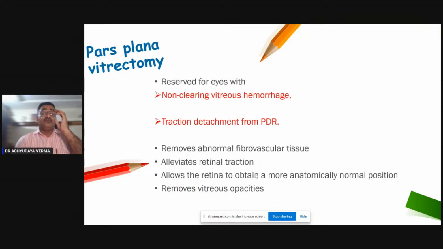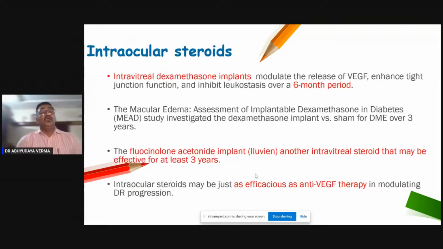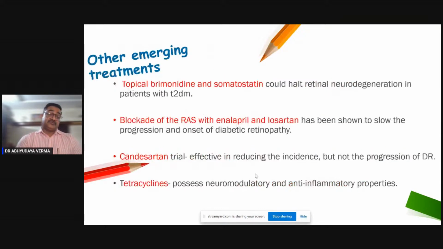Then we have pars plana vitrectomy also. It is reserved for people who have non-clearing vitreous hemorrhage and traction detachment from the proliferative retinopathy. Then we have, as I said, intraocular steroids also. Other emerging treatments, yes, this is good: topical brimonidine and somatostatin, which could halt retinal neurodegeneration in patients with type 2 diabetes mellitus, and blockage of the RAS system with enalapril and losartan.